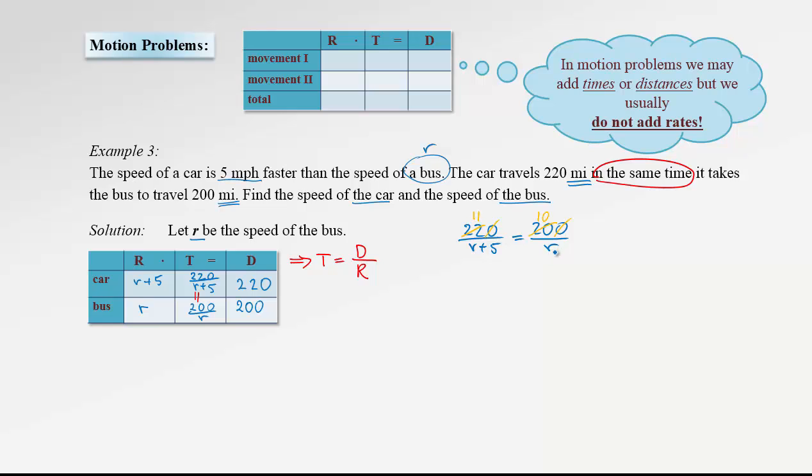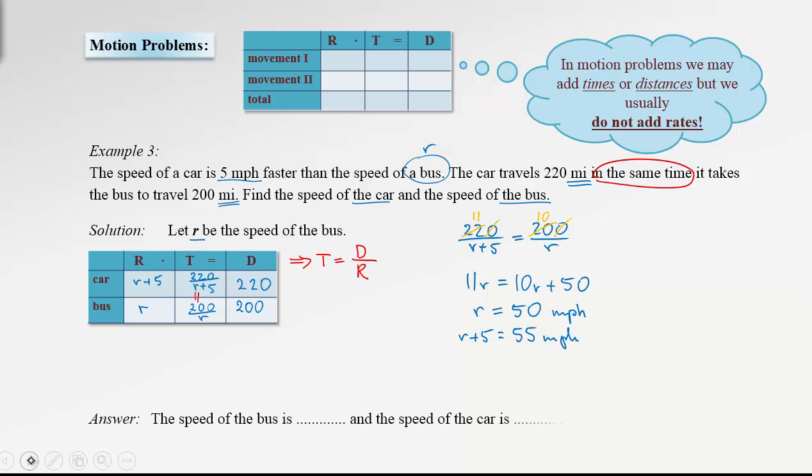So let's cross multiply. 11 times r equals 10 times r plus 5. So we have 10 times r plus 10 times 5, which is 50. And then if we subtract 10r from 11r, we end up with r on the left, and it's 50. Great, so we have the speed of the bus, 50 miles per hour. Now, since the question calls for both the bus and the car, speed of the car would be r plus 5, which is 50 plus 5, so it's 55 miles per hour.